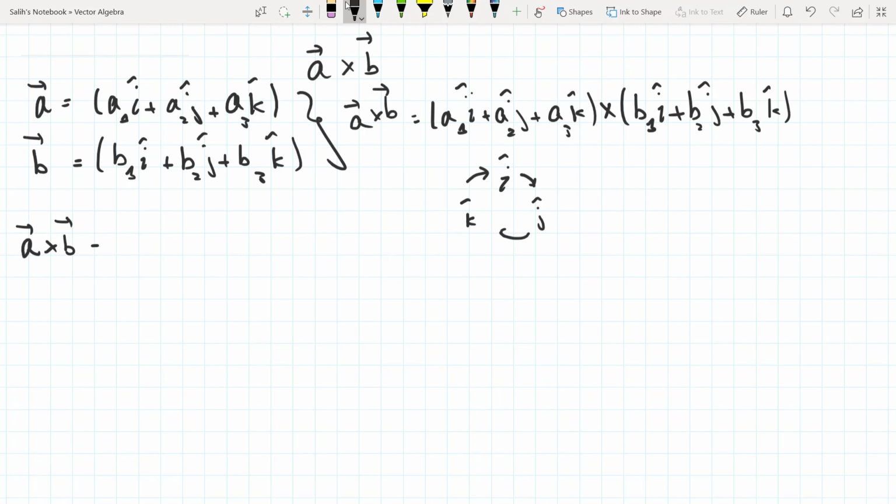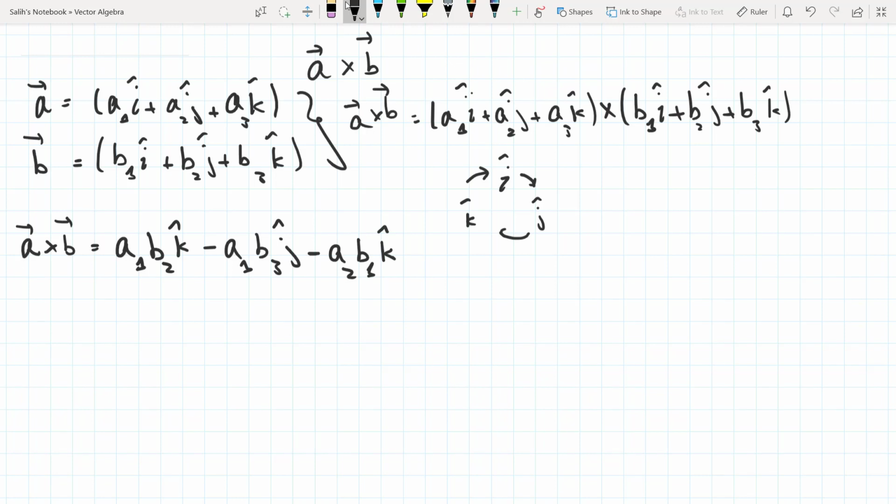So let's do it together. A cross b will be equal to, let's start with the first component. The i cross i is 0, because i and i are two parallel vectors, or in this case the same vector. i cross j is k, so here it's a1 b2 k. And i cross k is minus j, so here it's minus a1 b3 j. Let's continue with the second element. j cross i means minus k, so it's minus a2 b1 k.